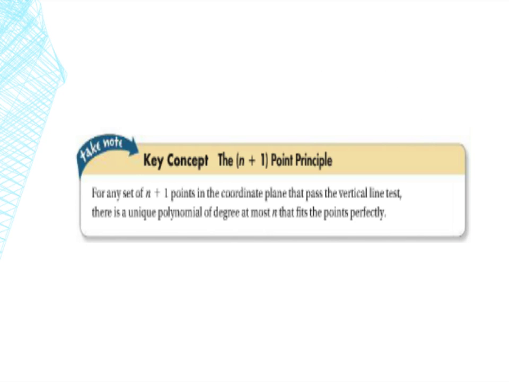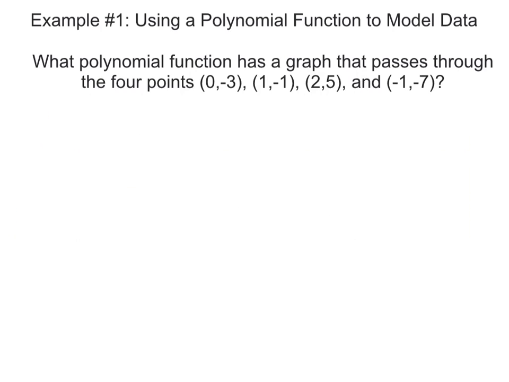So the n+1 point principle says for any set of n+1 points in the coordinate plane that pass the vertical line test, there's a unique polynomial of degree at most n that fits the points perfectly. So let's take a look at what that means. In example 1, it says what polynomial function has a graph that passes through the 4 points (0, -3), (1, -1), (2, 5), and (-1, -7).